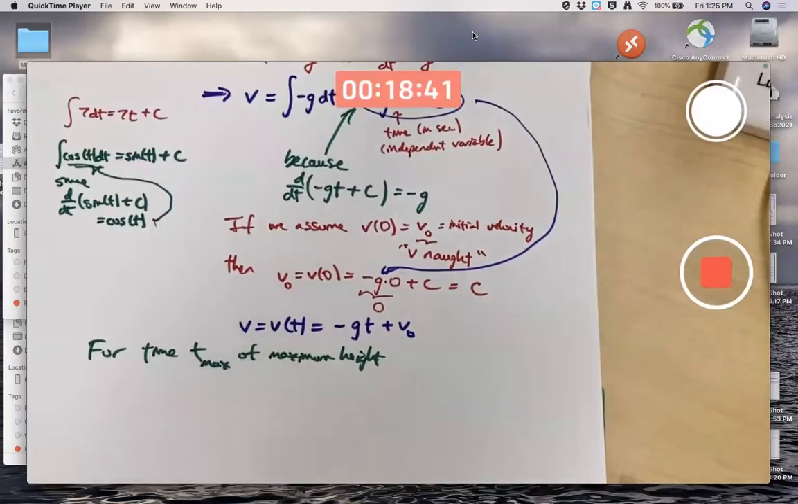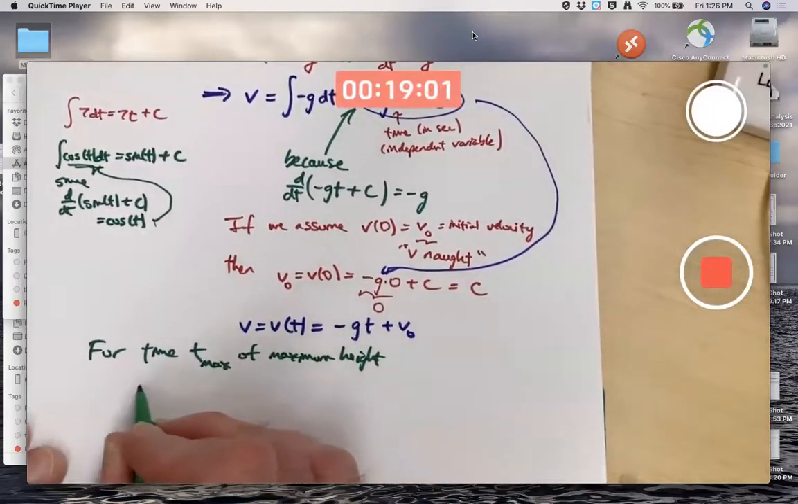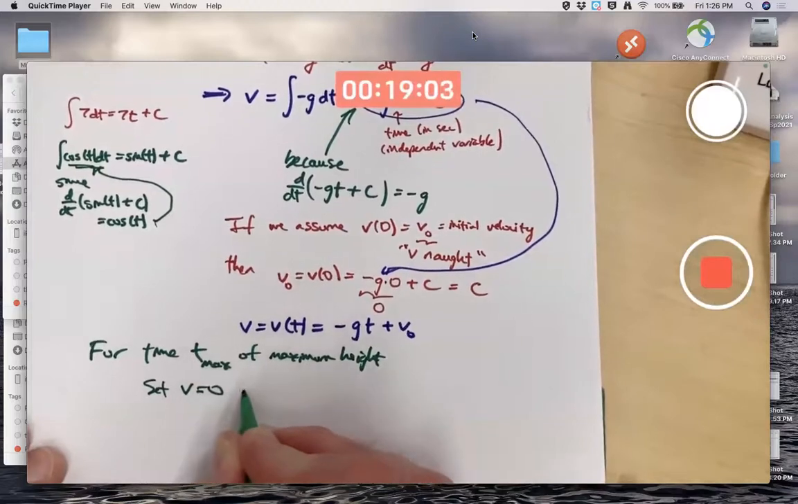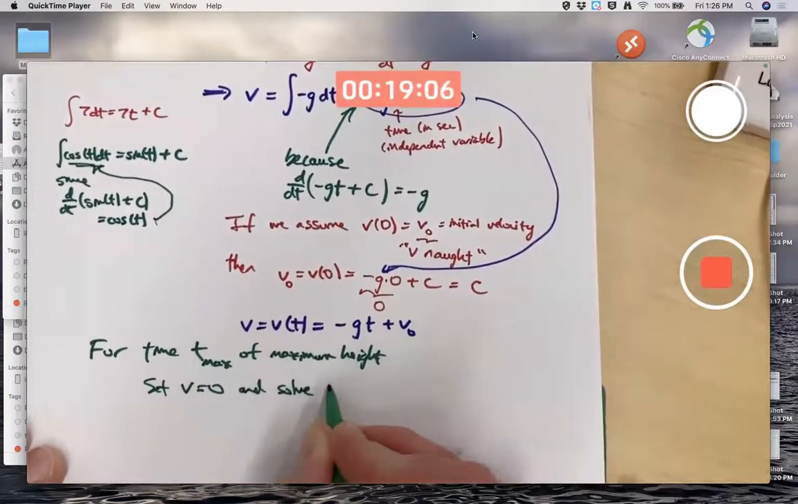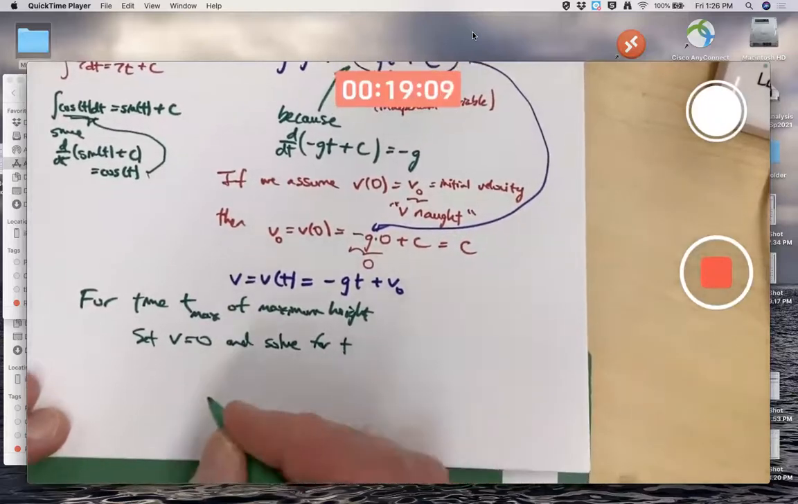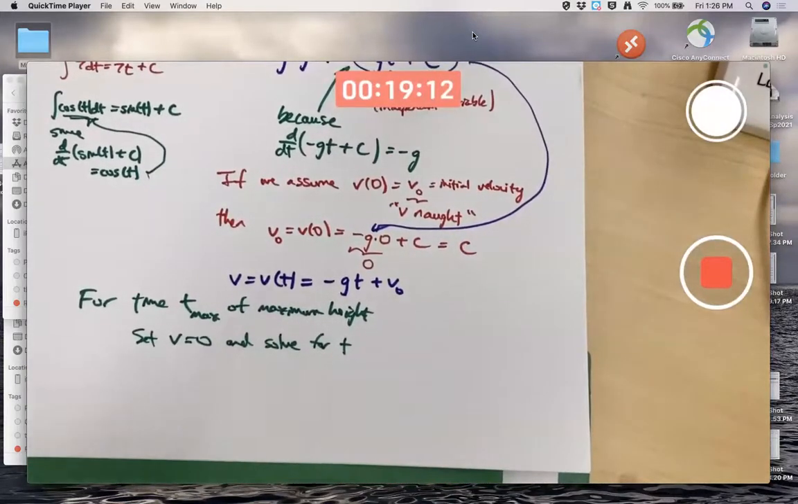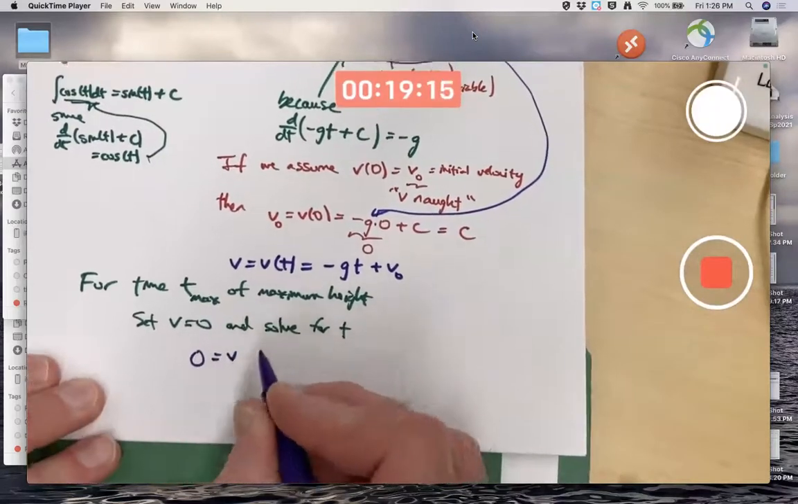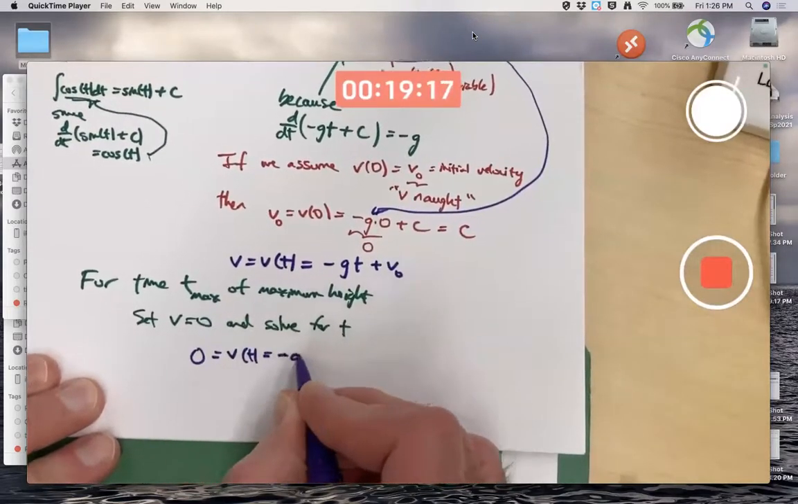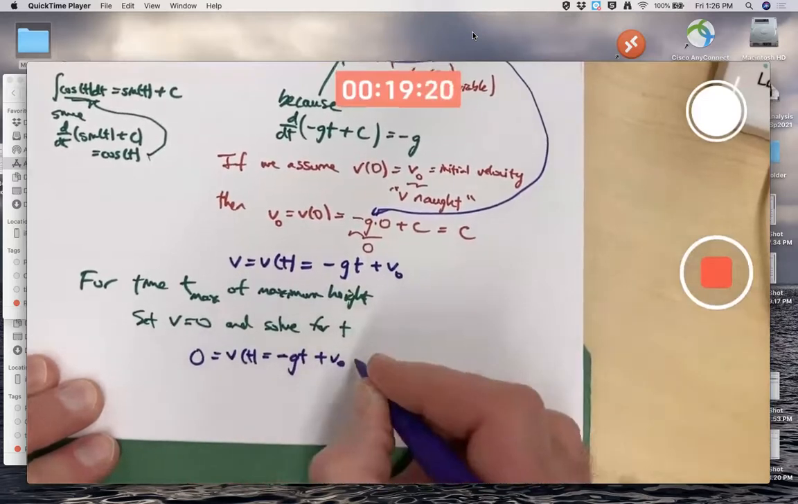As it goes upward, the velocity is positive. It is getting closer to 0 as it slows down. That instant that it's at the peak, that's where the velocity is 0. And then one instant later, it's going down and its velocity is negative and becomes more and more negative as it continues to fall. So we set v equal to 0 and solve for t. So that's an algebra skill. Set v equal to 0. 0 equals v of t equals negative g t plus v sub 0, and solve for t.